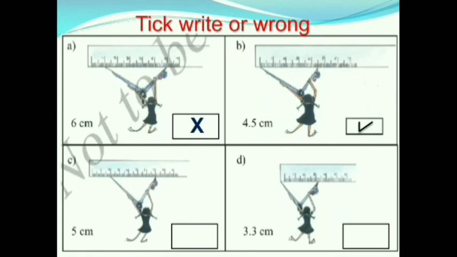Now we will do third one. In this figure, the metal tip is not kept at 0 centimeter line. So we will put wrong. Now we will do fourth one. In this figure, the metal tip is not kept at 0 centimeter line. So we will put wrong.